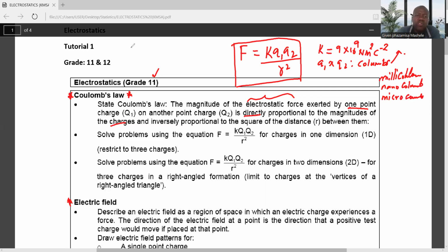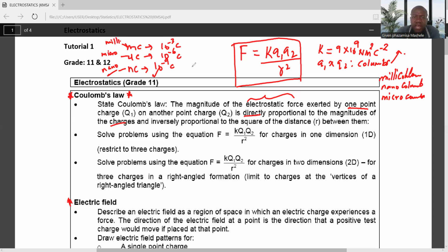So if we have this, this is the millicoulomb, which is 10 to the power minus 3. Then if we have this one, this is microcoulomb, which is 10 to the power minus 6. I'm saying nano, I mean to say micro. Then we also have this one. This is the nanocoulomb, which is 10 to the power minus 9 coulomb. So this is micro, and this is milli, and this one is nano, 10 to the power minus 9.